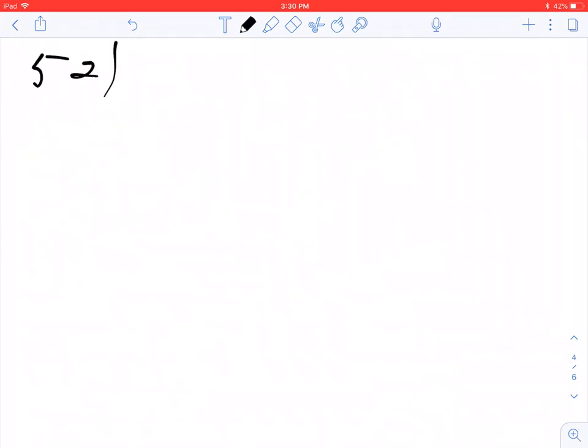Number 52 is the natural log of the square root of x squared over y to the third.